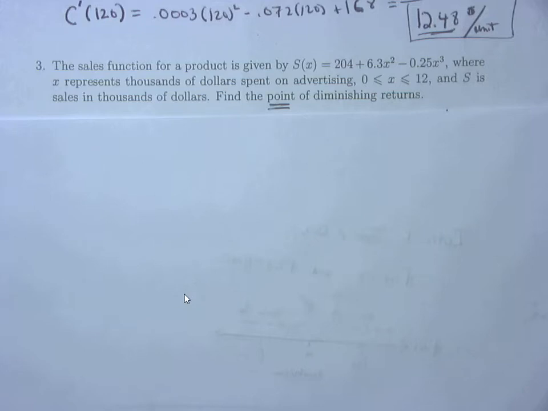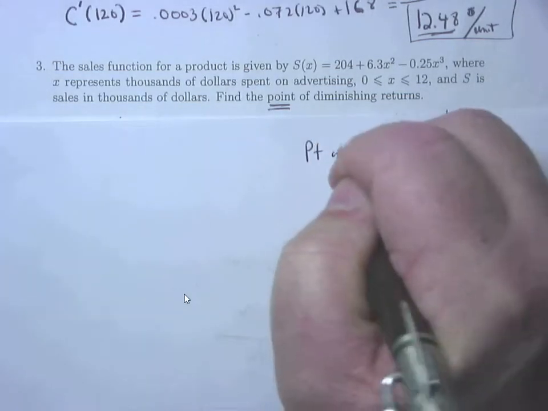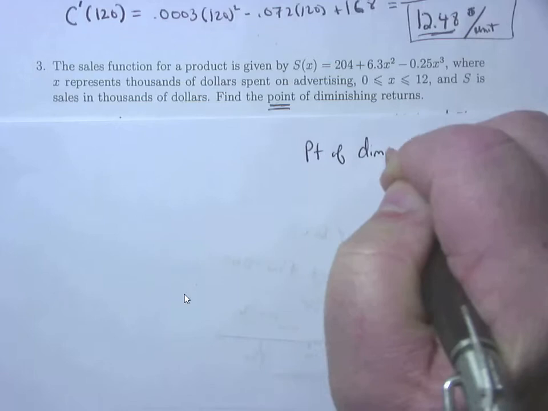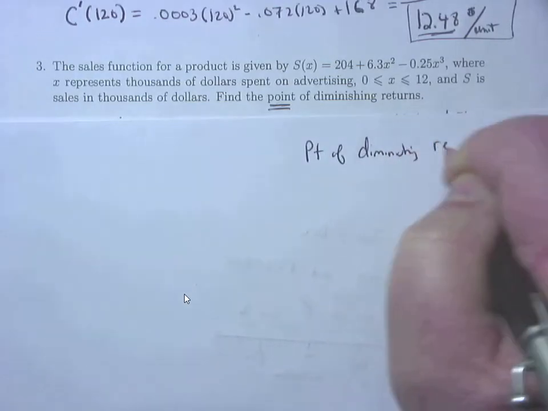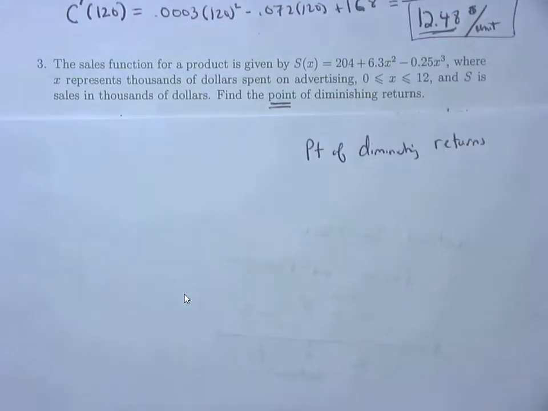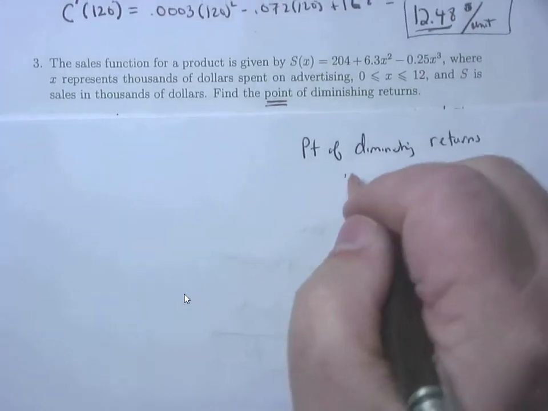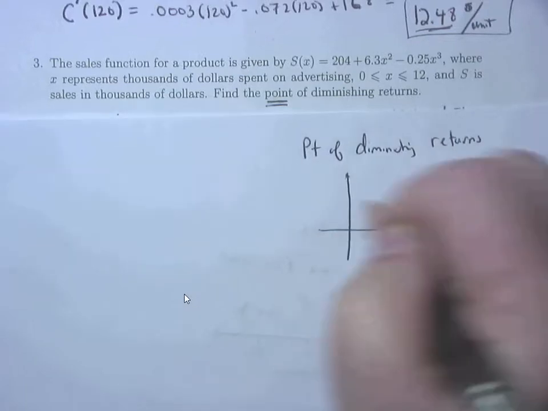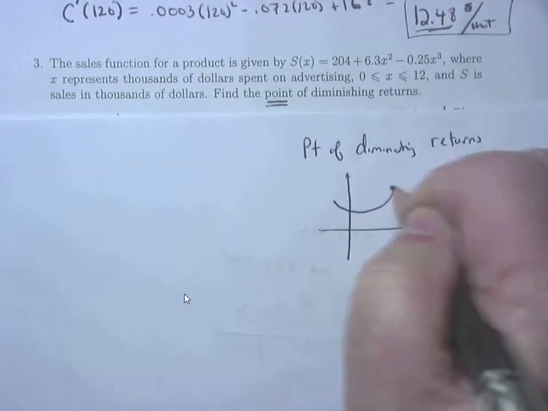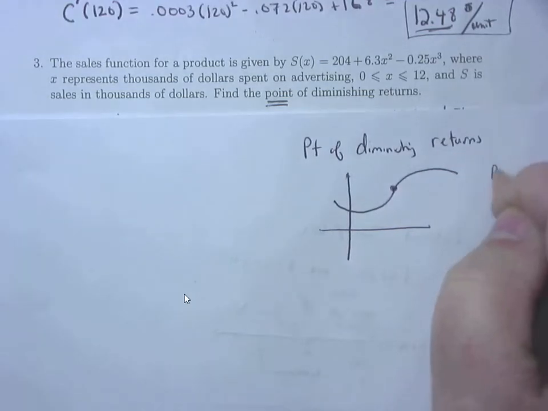Now, the definition of a point of diminishing returns is basically this. It is the point of inflection where you actually have to change concavity. So this point of diminishing returns is actually the point where you change from going from concave up to concave down. It is a point of inflection.